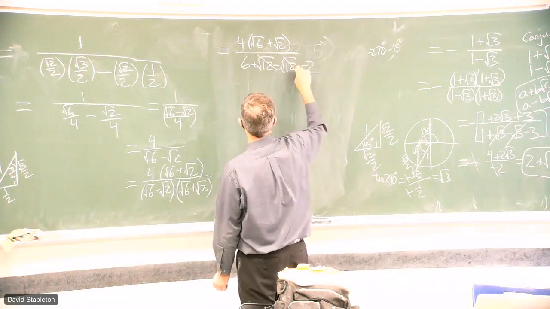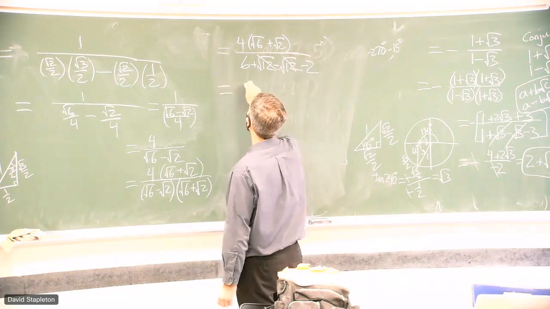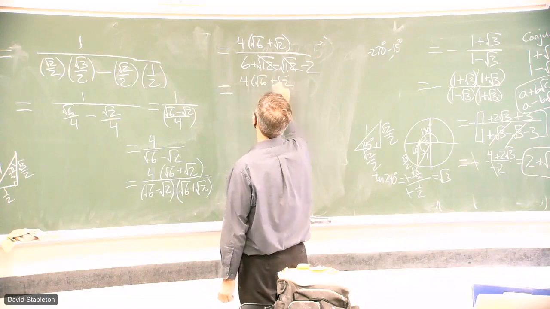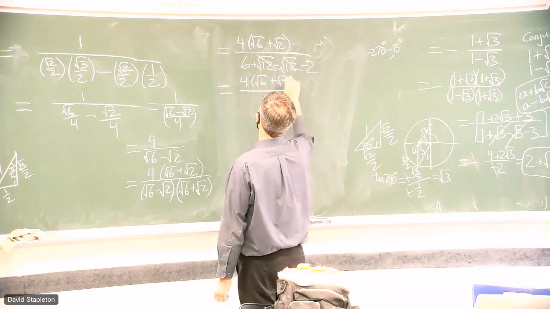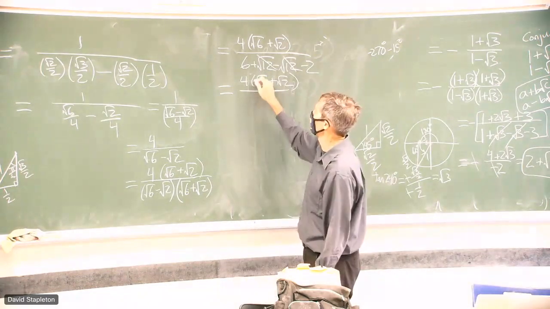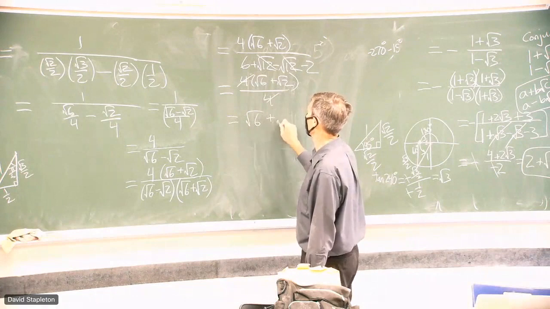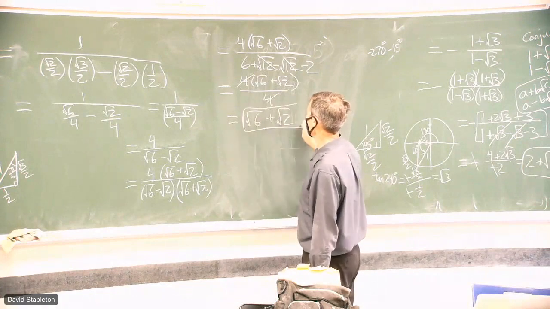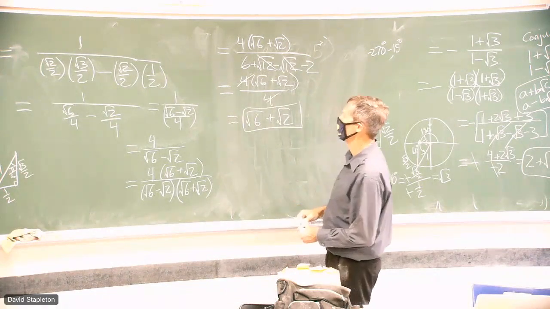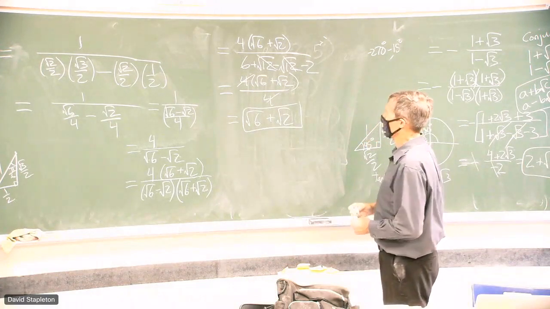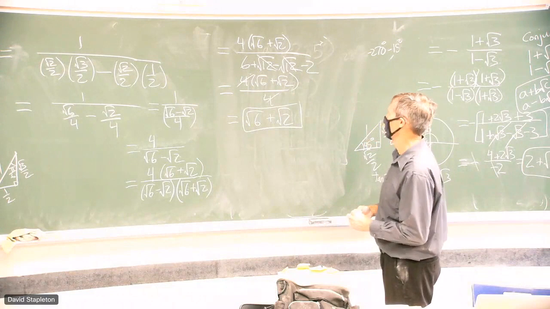And sure enough, these things cancel this time also. We've got 4 times root 6 plus root 2, all over 6 minus 2 is 4. Oh, good thing I didn't multiply that 4, and it turns out it cancels. This comes out to be square root 6 plus square root 2. How about that? There's the exact value of the secant of 5 pi over 12.